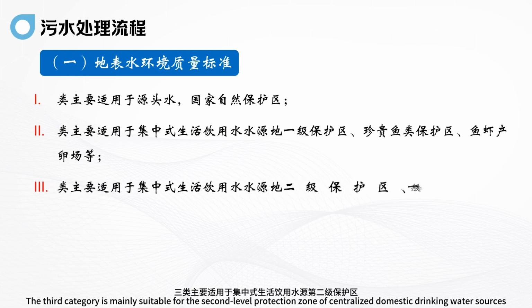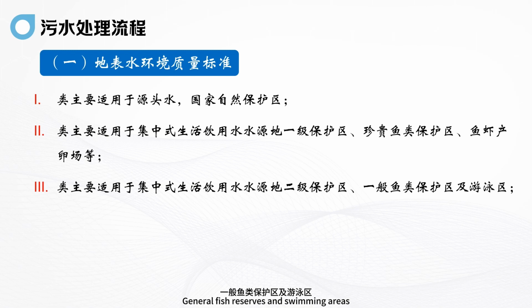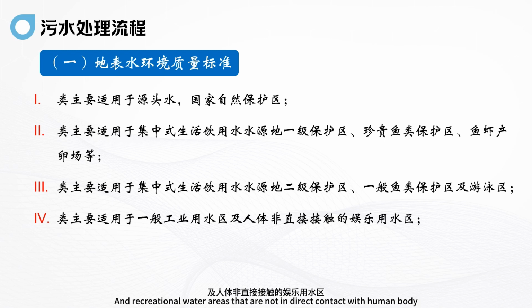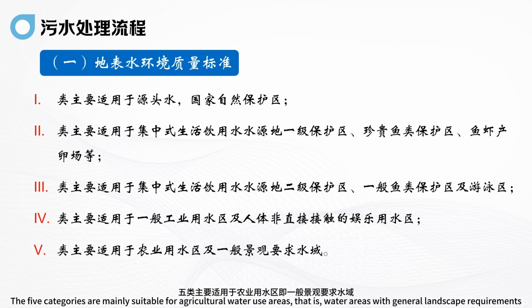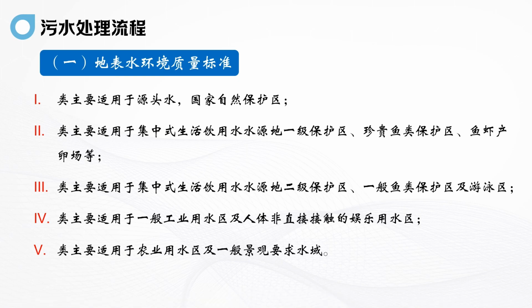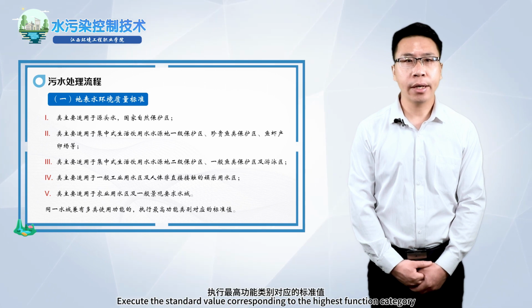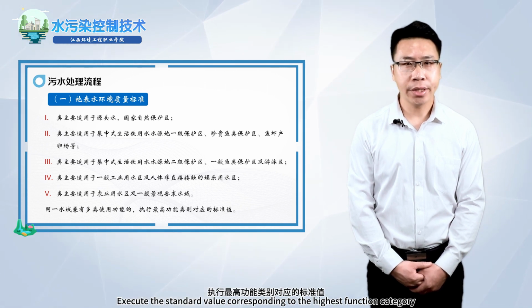The third category is mainly suitable for the second-level protection zone of centralized domestic drinking water sources, general fish reserves and swimming areas. The fourth category is mainly suitable for general industrial water use areas, and recreational water areas that are not in direct contact with the human body. The fifth category is mainly suitable for agricultural water use areas, that is, water areas with general landscape requirements. When the same water area has multiple use functions, execute the standard value corresponding to the highest function category.